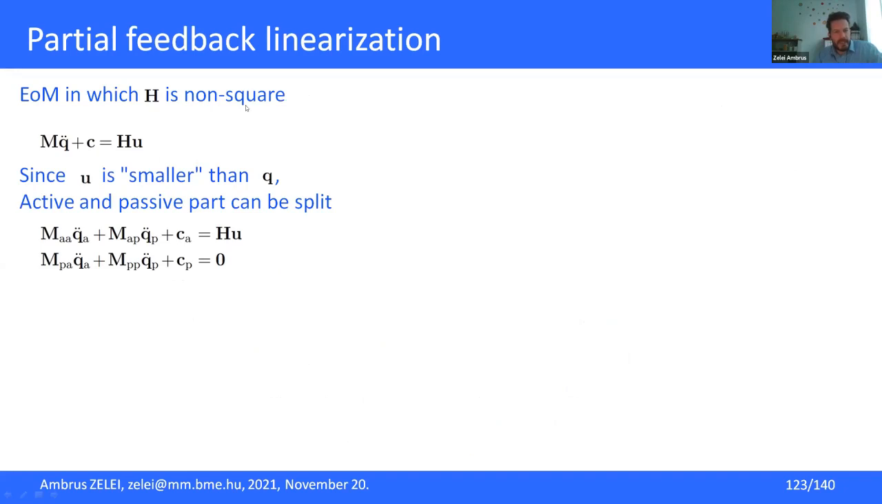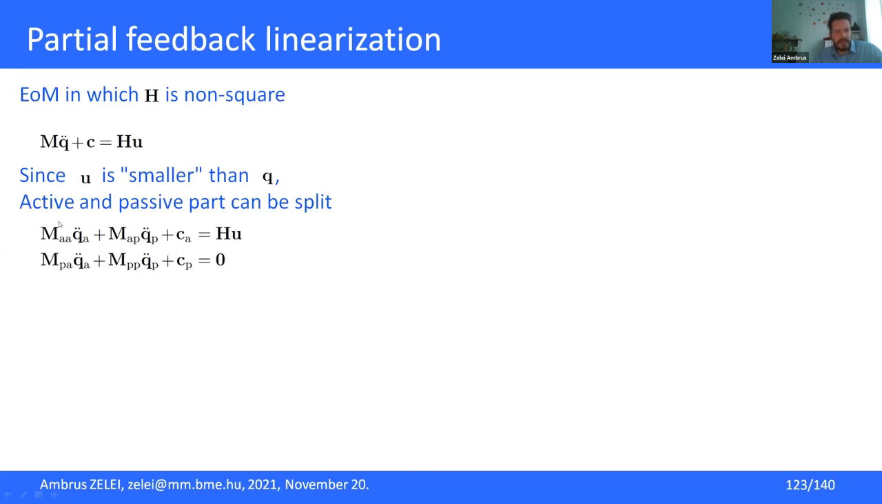And the main idea here is that this is our equation of motion, but as we said, H is not a square matrix, which can also be said as H is not a full rank matrix. So the rank of H is smaller than the degrees of freedom of the system or the number of coordinates, so it cannot be inverted.